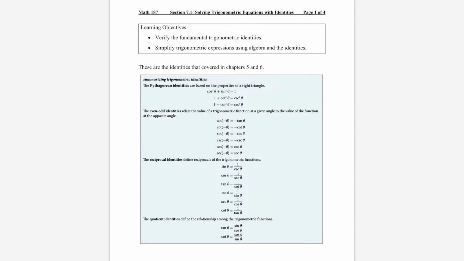Section 7.1. In this section, we are going to learn how to verify the fundamental trigonometric identities and simplify trigonometric functions. We have to use the identities that we've learned from chapters 5 and 6 from Math 186 class, and I'm listing them here so that you have something to refer back to.